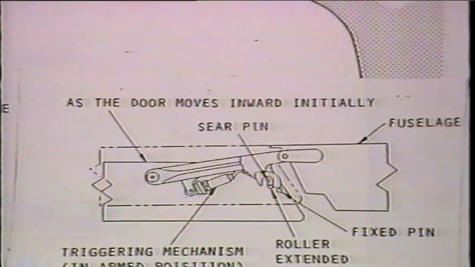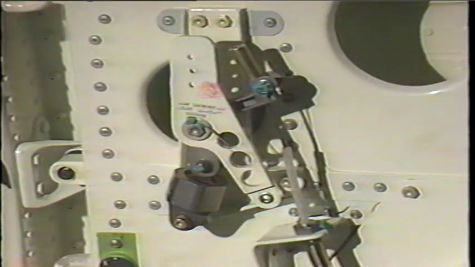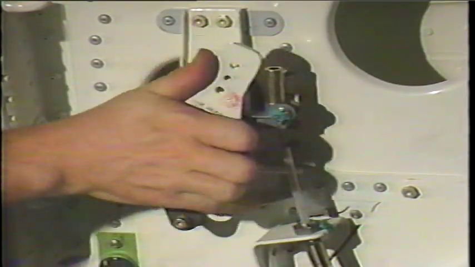Now perform the engage mode check. Place the door mode selector in the engage position and open the door far enough to visually check that the emergency power system trigger has been positioned by the sear pin to the engaged position. Close the door and return the mode selector to the detach position.